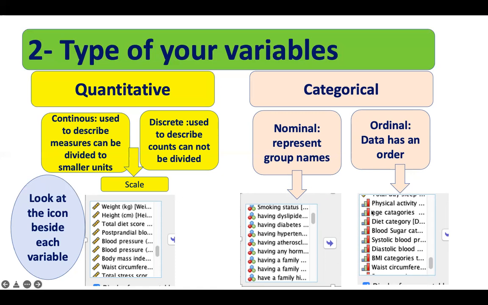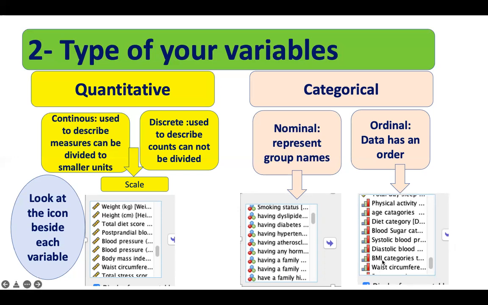If you recode a variable from a continuous variable to categories, it will now be an ordinal variable. So age groups will be an ordinal variable. Diet score, if we start from the smallest to the largest, is an ordinal variable. Physical activity, ordinal, and so on.